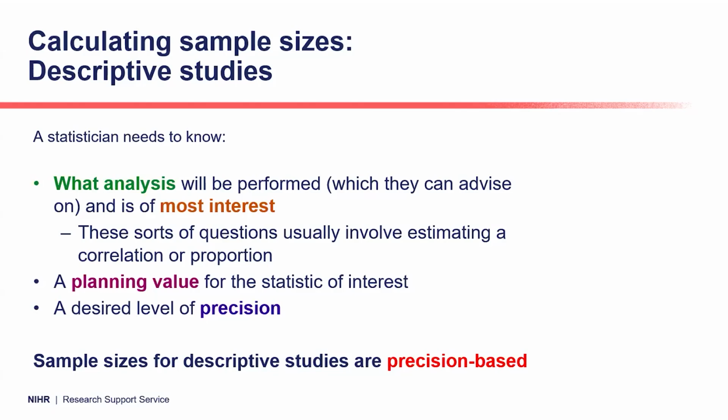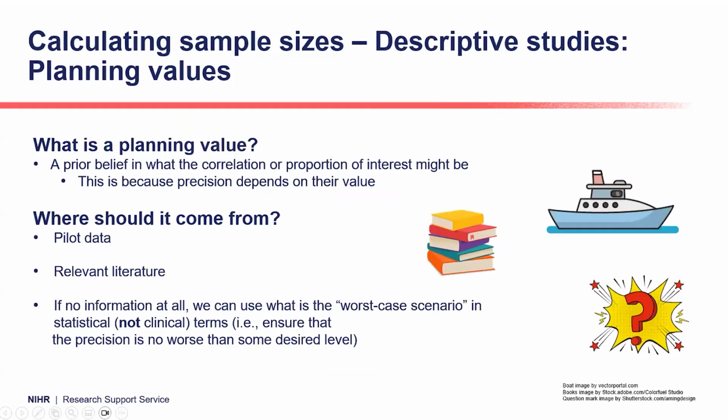For the actual sample size calculation, you will need to decide on a planning value. Note that the sample sizes for descriptive studies are precision-based, therefore you also need to decide on the level of precision that you want. We're going to talk about what a planning value actually is and precision level in the next few slides. So we need to find a reliable estimate of the correlation or proportion of interest so that we can find out how many people you'll need to recruit for your study. You'll need to have some prior information about the value you might expect, and this is your planning value.